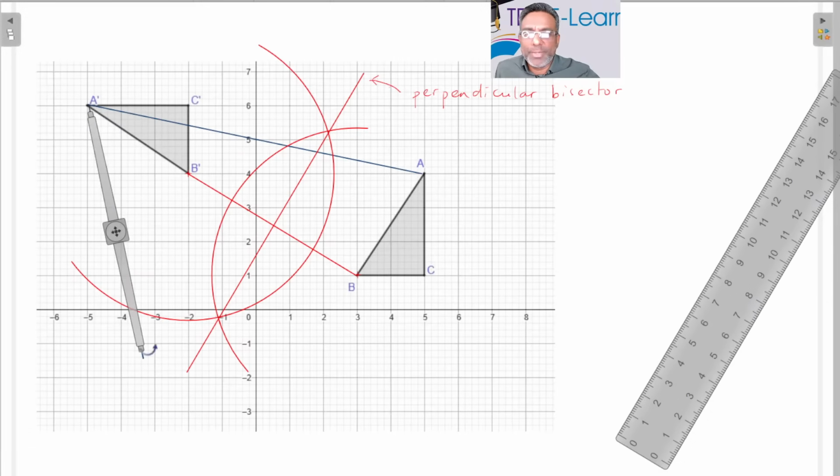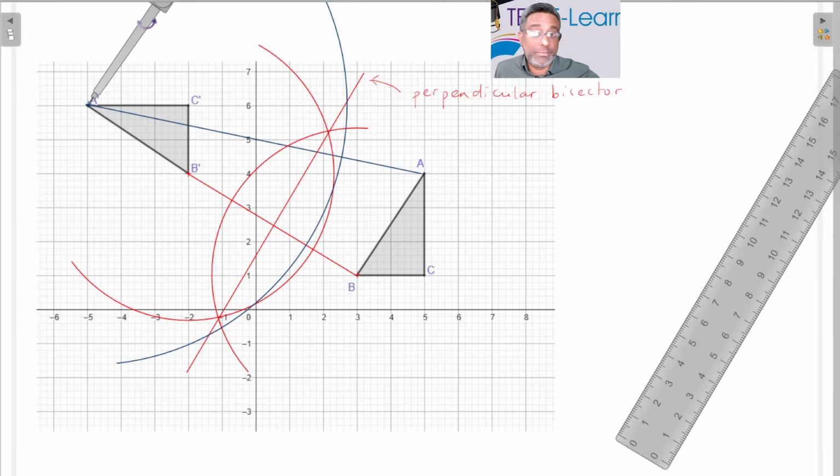So we're going to find the perpendicular bisector of the blue line, right? So we're going to draw an arc here. So hopefully that works. Then I'm going to come to the point A here, and you're going to draw a next arc. So we're going to do this.